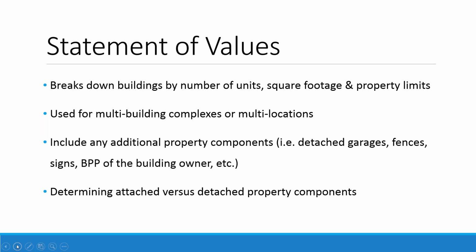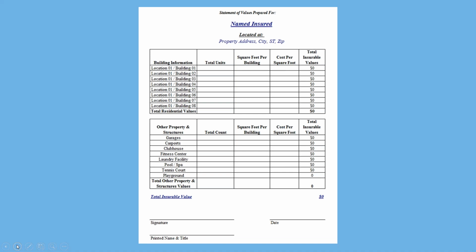And then on the next slide, this is just a basic statement of values that I use and send out to people who don't have one. Really, I just use an Excel spreadsheet and break it down by building, by location, and if there's detached things. As you can see, I listed the other types of property coverages you may find. Obviously, most of those aren't going to apply to a lessor's risk type building, but just to give you an idea of other components to take into consideration.